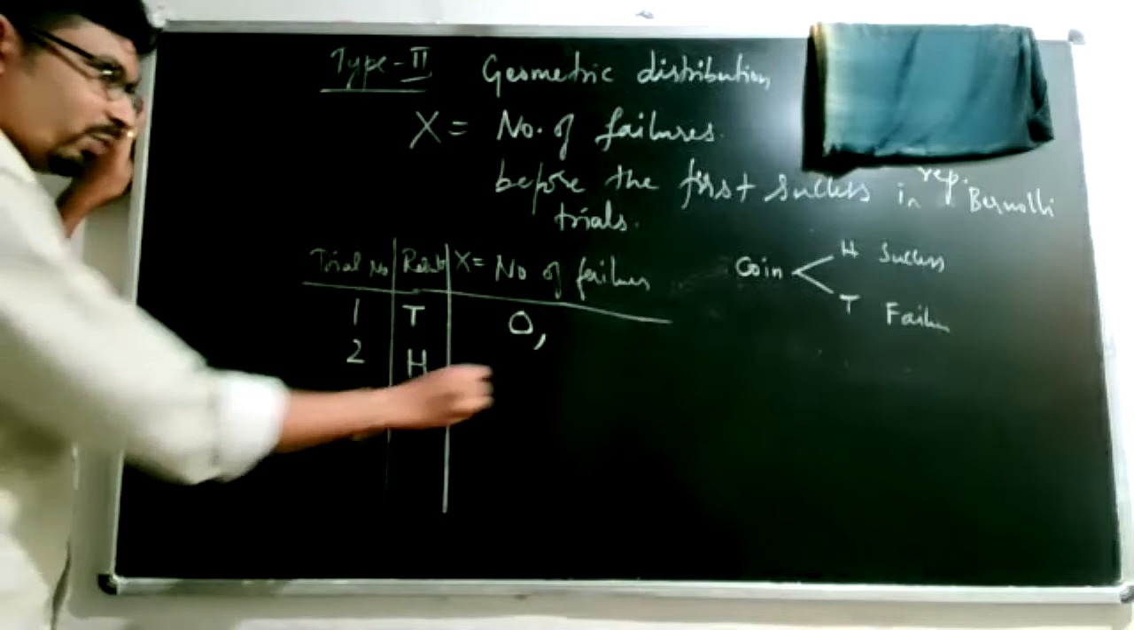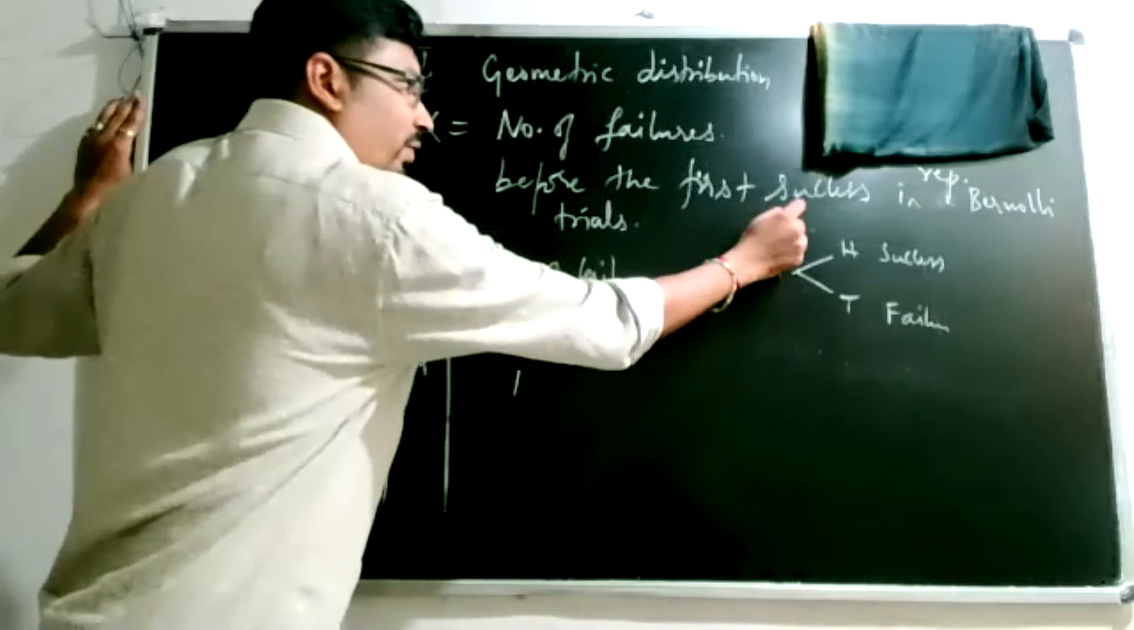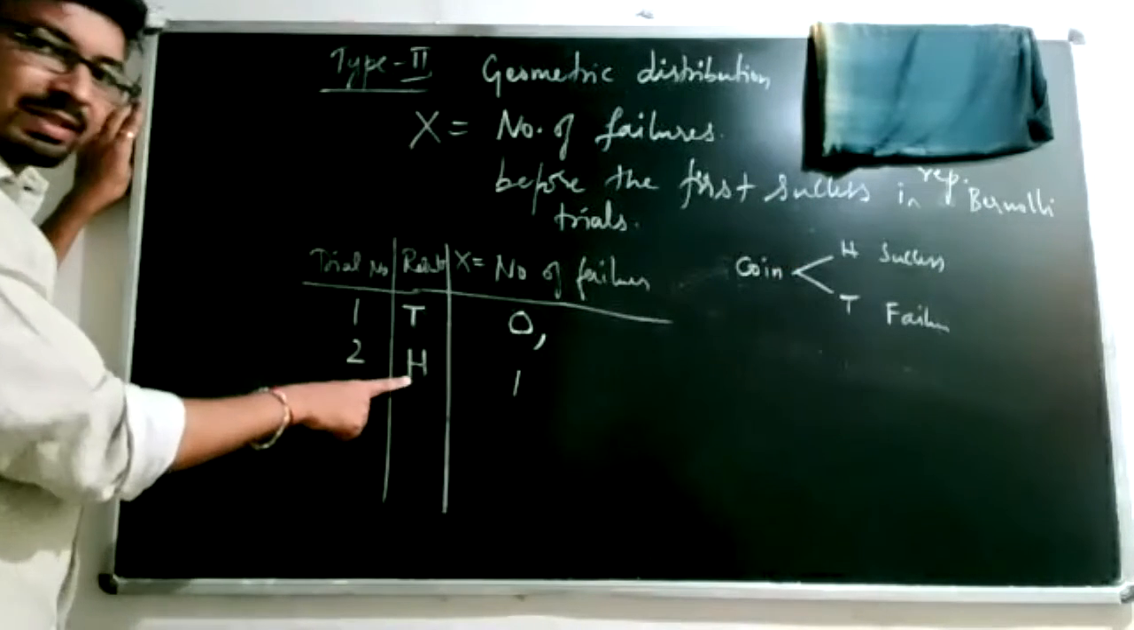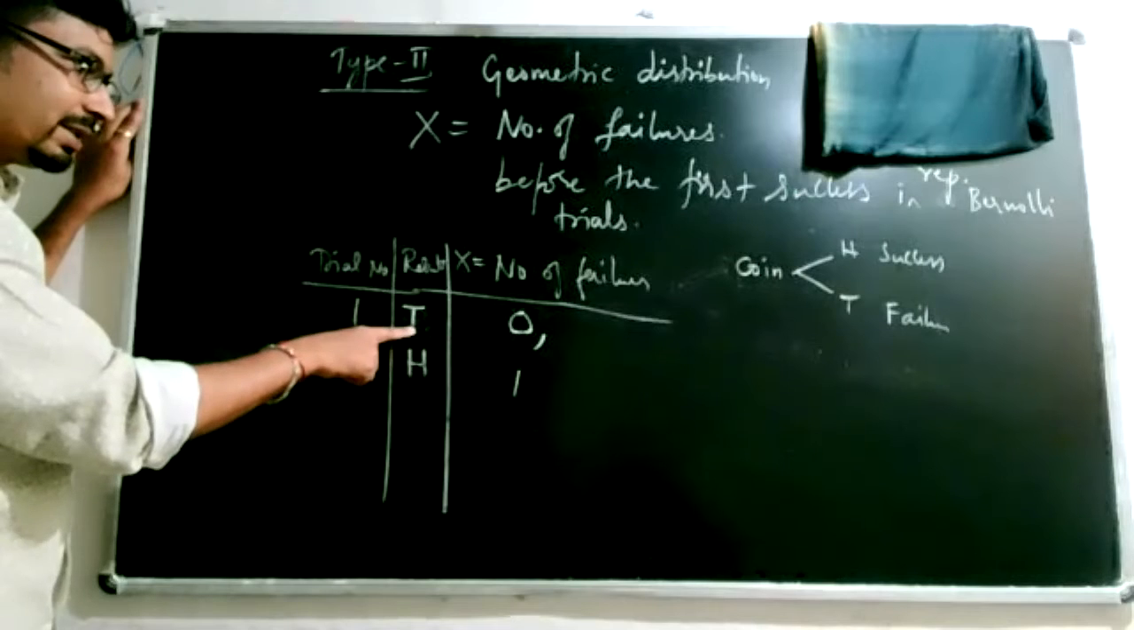One. What is it? Before the first success. Now the first success is here because my first trial is a failure.